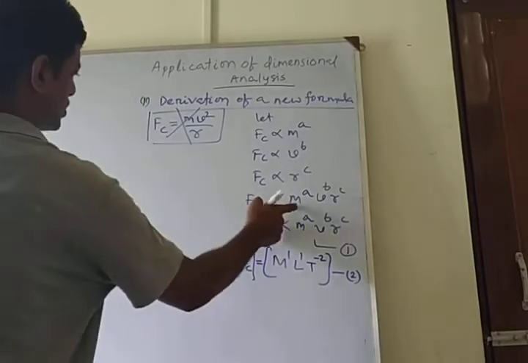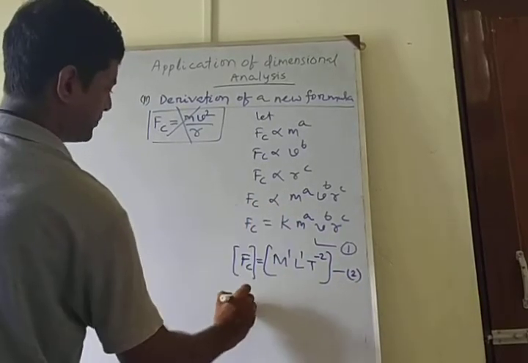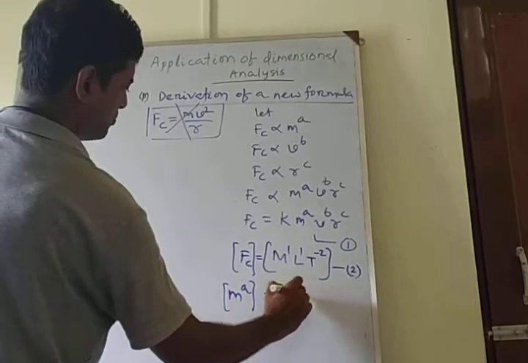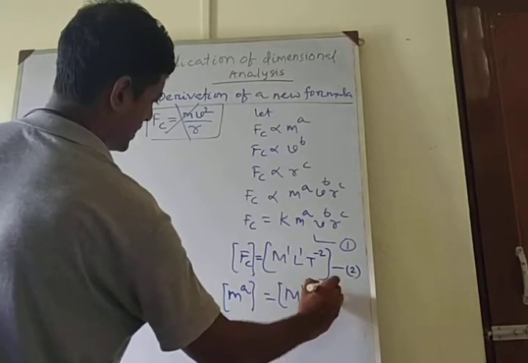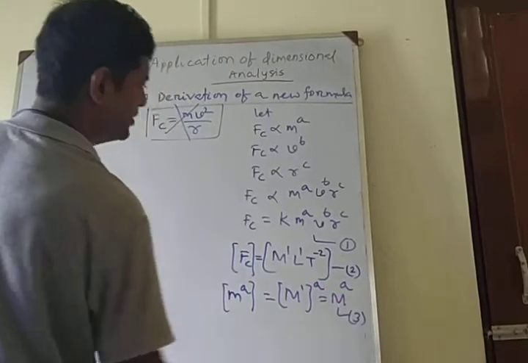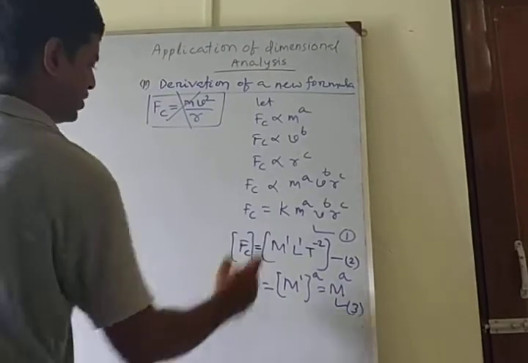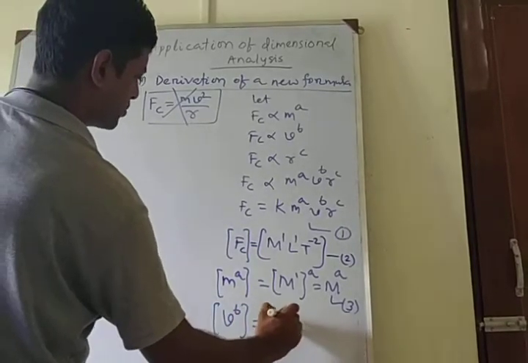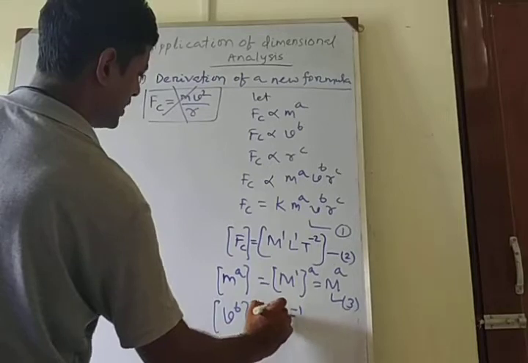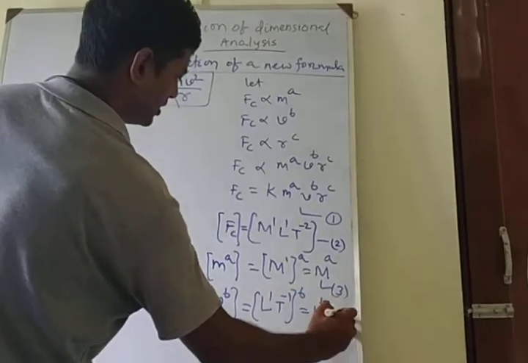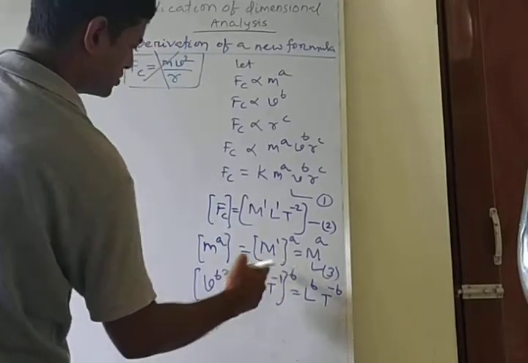Now what is the dimensional formula of M to the power A? M stands for mass, so M1 to the power A will be M to the power A, equation 3. Now what will be the dimensional formula of velocity to the power B? The dimensional formula of velocity is L1 T minus 1 to the power B. This will be L to the power B and T to the power minus B, because B is multiplied over here.